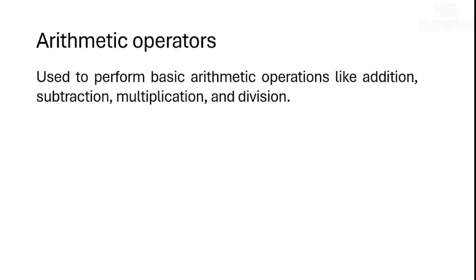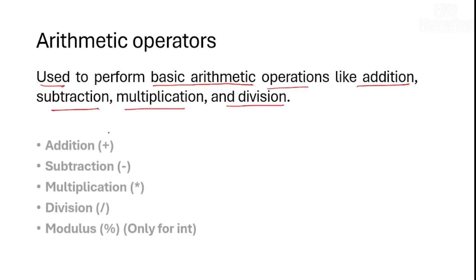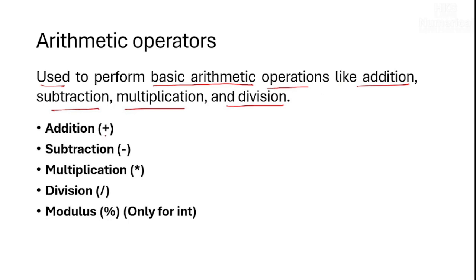In this lecture I am going to teach you about the arithmetic operators. They are used to perform basic arithmetic operations like addition, subtraction, multiplication and division. For addition, the plus symbol is used. For subtraction, the minus symbol is used. For multiplication, the asterisk symbol is used. For division, the division symbol is used. For modulus, the percentage symbol is used, and this is a special operator. It only works for integers.